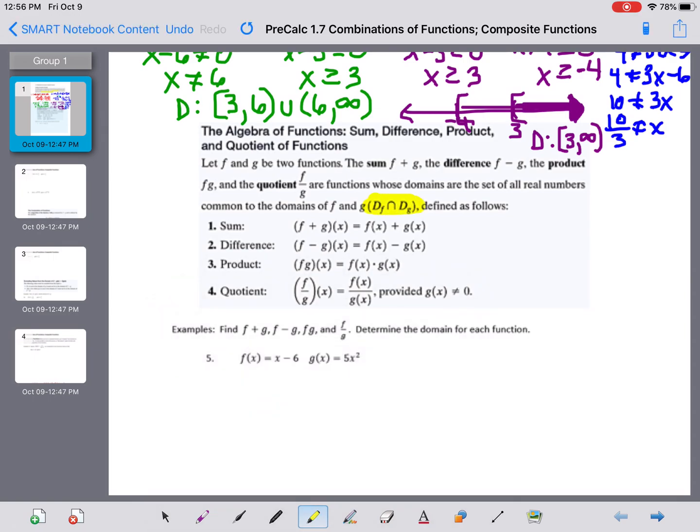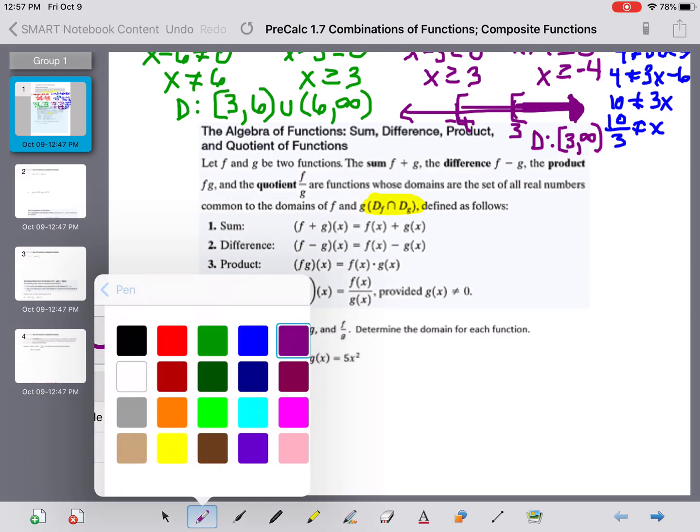That our domains need to have the intersection of them. So if something's excluded from one, it has to be excluded from all when we do the combination, okay? So it is the intersection, what both of them agree with, okay? But we always have to be careful too, because when we do quotient, we could end up with new domains, okay? All right, let's just work through these.